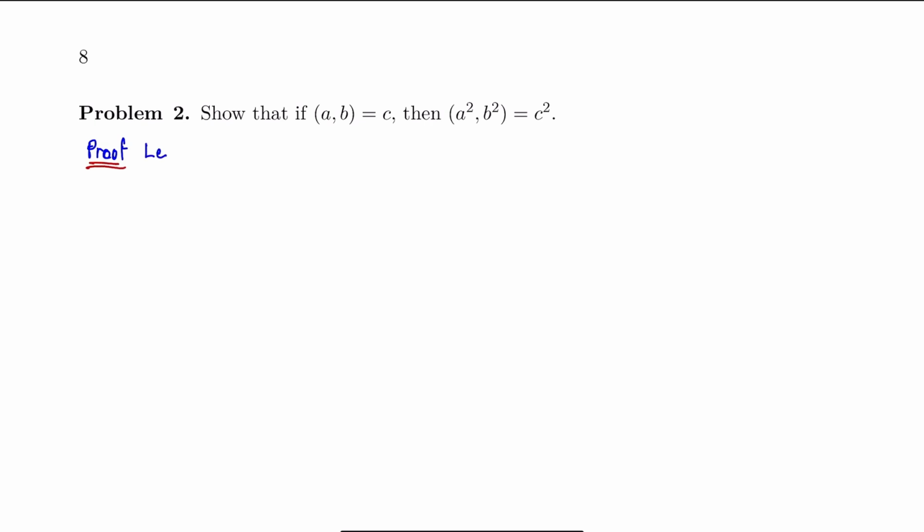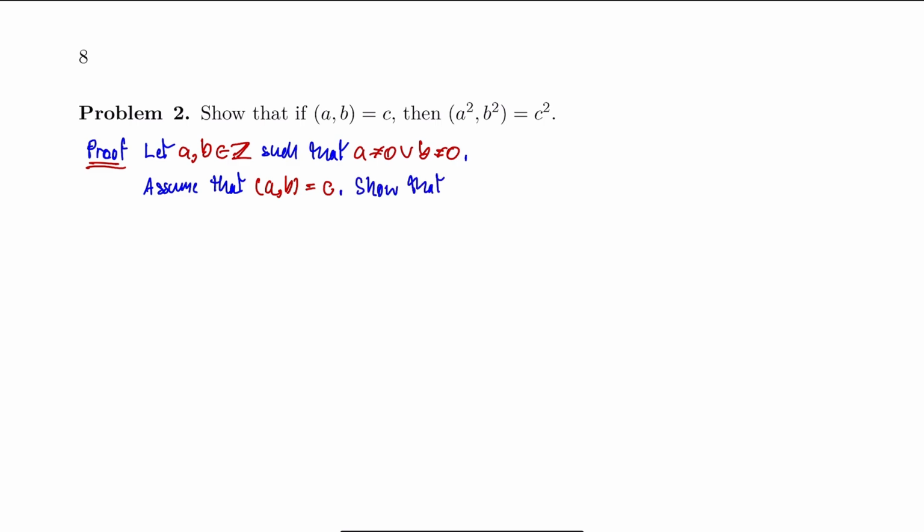So we have to let a and b be integers such that a is not 0 or b is not 0. And from this problem, we have to assume that the greatest common divisor of a and b is c, okay? And try to show that the greatest common divisor of a squared and b squared is c squared.